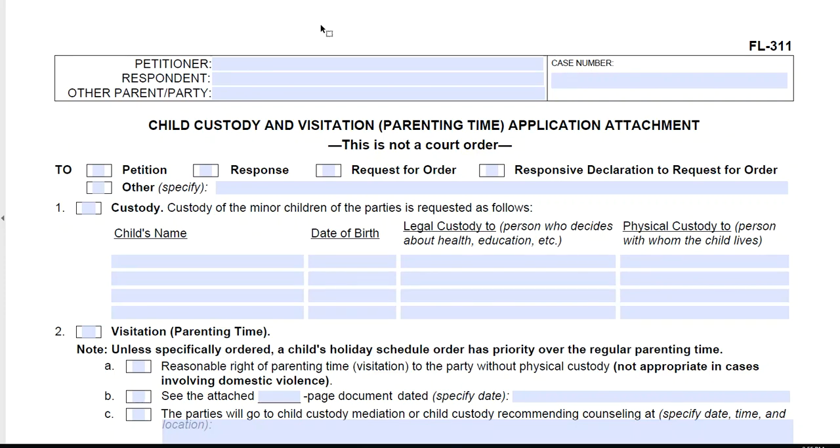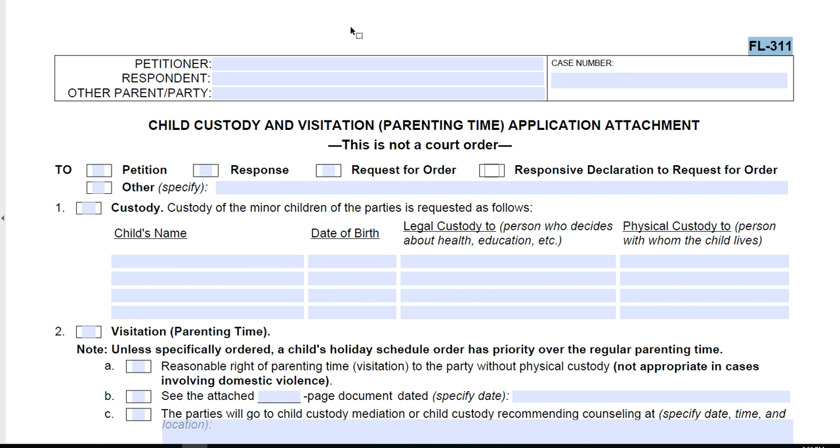This tutorial is for the Child Custody and Visitation Application Attachment. This is FL-311. This form has to be attached to another document. The choices are attached to the initial petition, attached to the response, attached to a request for order, or attached to a response to a request for order. So if you want to file this document, it has to be attached with one of those other forms.